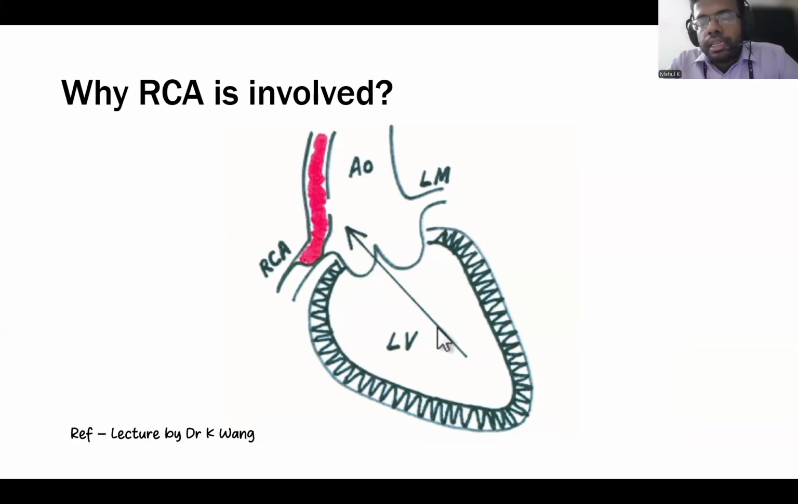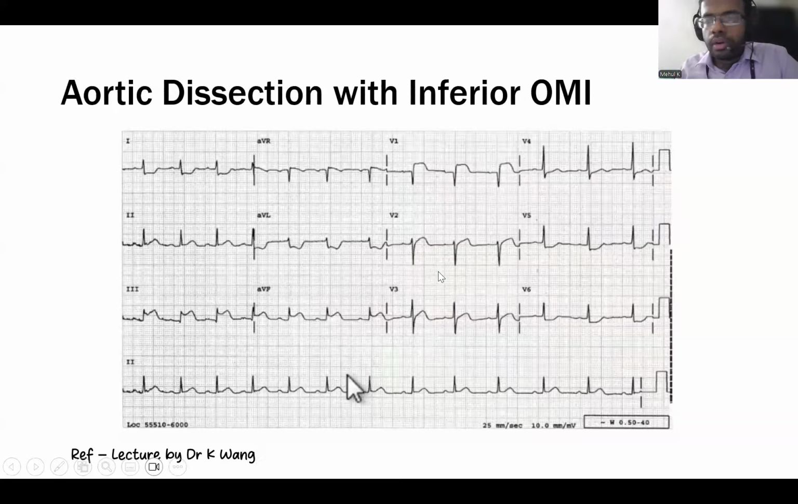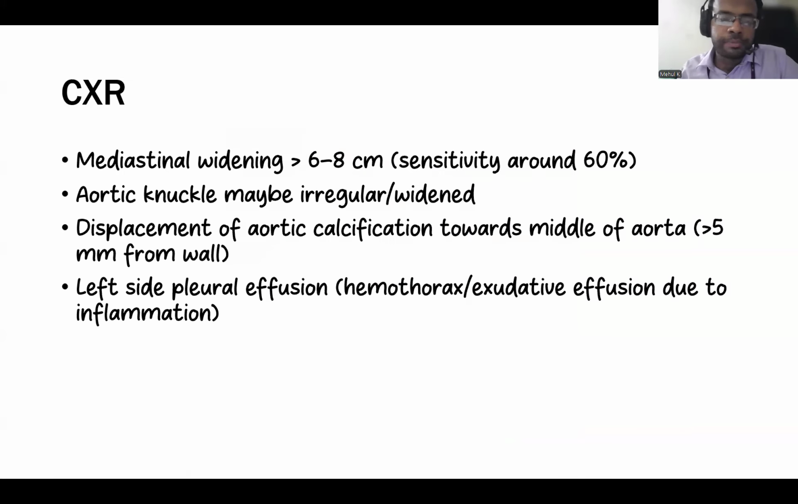But sometimes the dissection can occur and propagate proximally, go into the RCA, and the dissection flap, as it bulges out, will completely occlude the RCA. This will lead to an occlusion MI, and this will lead to RVMI. And these cases are obviously very, very difficult to manage. So with ECGs, you have to be wary about RCA involvement, because that can be a rare manifestation of aortic dissection.